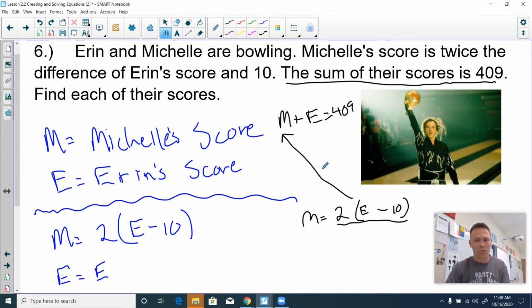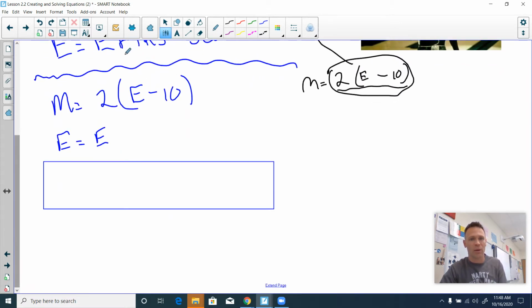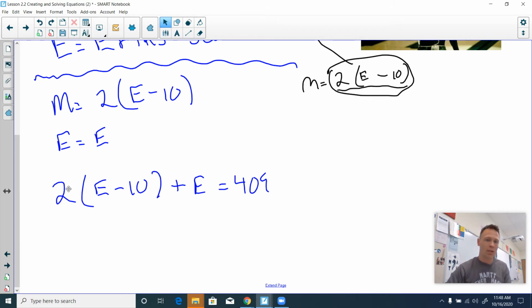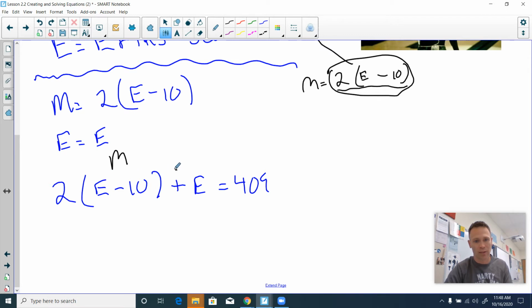So just one more time, the sum of their scores, right? So I'm going to take M and E and add them up. That's going to be equal to 409. I know that M is equal to this expression here, and I'm just substituting that in. And that's how I come up with this expression here. All right. So the sum of their scores, again, this represents the M portion, right? And then E obviously is that.